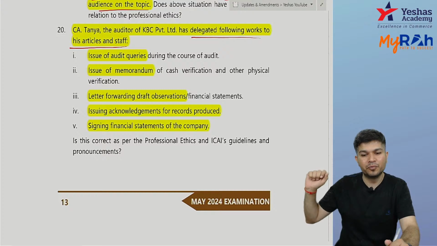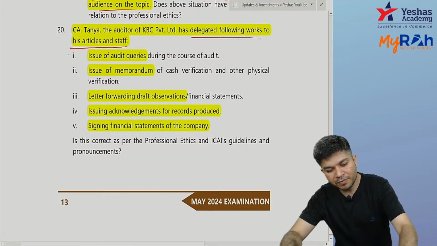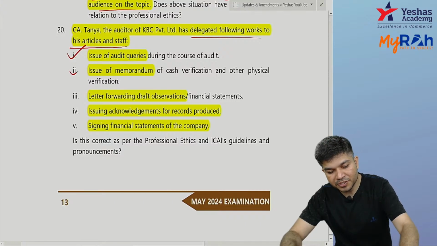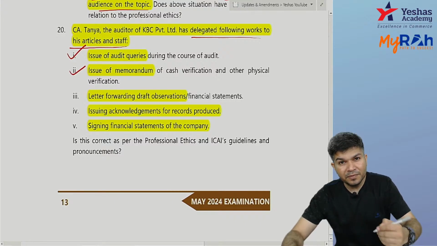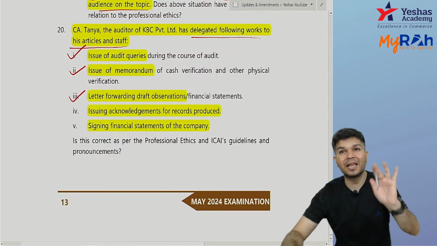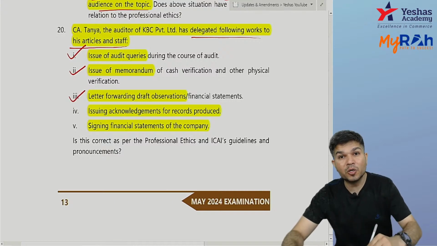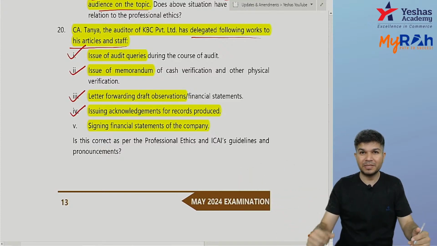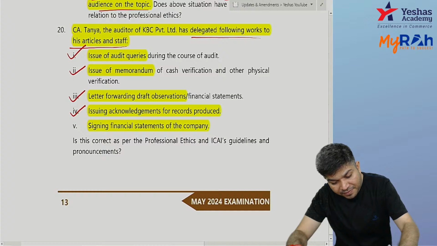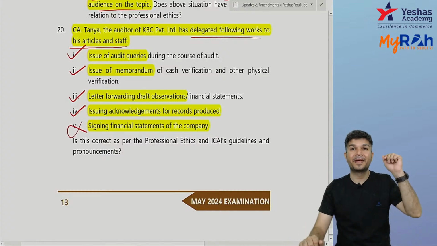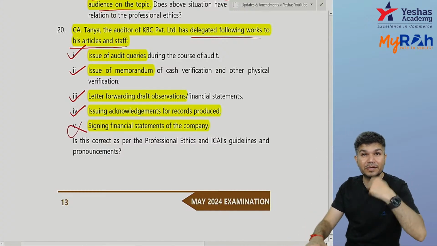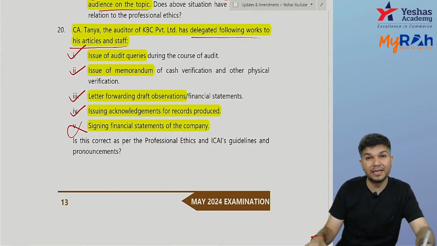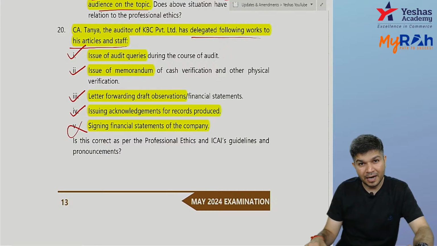You can delegate few works. Issuance of audit query allowed. Issuance of memorandum of cash verification allowed. Letter forwarding draft observation allowed. Letter acknowledging the records produced. You have produced this record, they are giving acknowledgement, that's allowed. Signing financials not allowed. Signing financials or even certificates is not allowed. That cannot be delegated to your articles or staff.